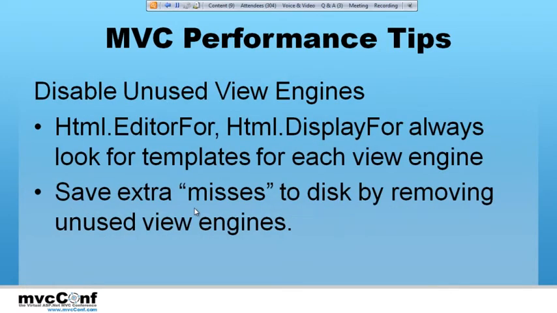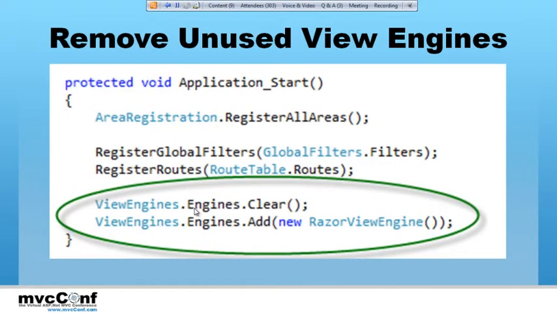A few other performance tips. One of them is that you should disable unused view engines. So if you use some of the helpers like Html.EditorFor and DisplayFor, these are going to look for editor or display templates, and they're going to look for that template for every view engine that you have installed. So you can save on extra misses where it's looking for a file that's not there by removing any view engines that you're not using. You can do this in your Application_Start by setting ViewEngines.Engines.Clear and then just adding back the engine that you care about, in this case maybe the Razor View Engine.